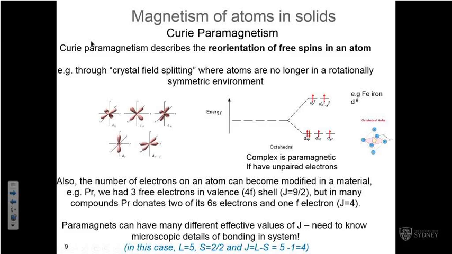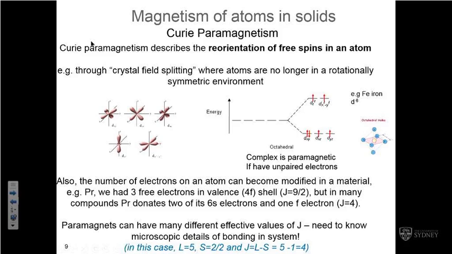And remember the example we had for praseodymium where we had the F states and there were 3 electrons in the F states. Depending on what environment that praseodymium atom was in, in some solids this atom donates 2 of its S electrons and 1 of its F electrons. So in that case, we only have 2 F electrons in the praseodymium atom.